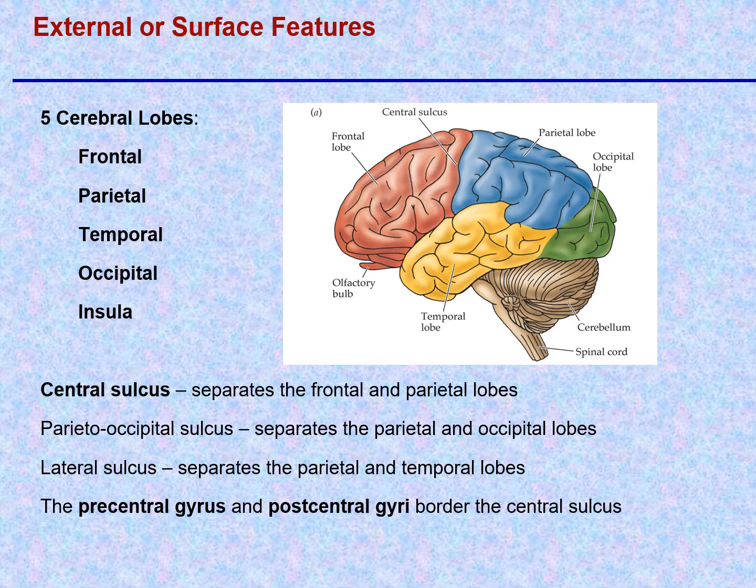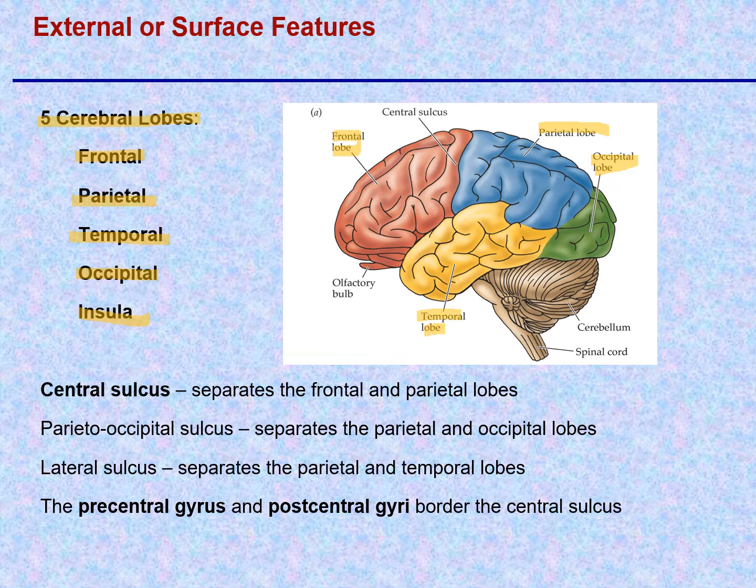Overall, the cerebrum can be divided into five lobes. There is a frontal lobe, parietal lobe, temporal lobe, occipital lobe, and insula. There is the frontal lobe in this diagram shown in pink. There's the parietal lobe in blue, the occipital lobe at the back, dorsal side in green, and then the temporal lobe on the side in yellow here. The insula is buried deeper into the cerebrum, and you can't see it here.